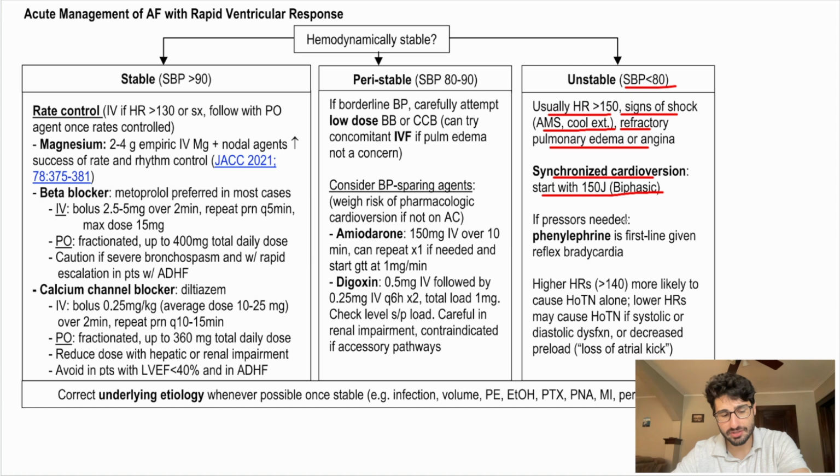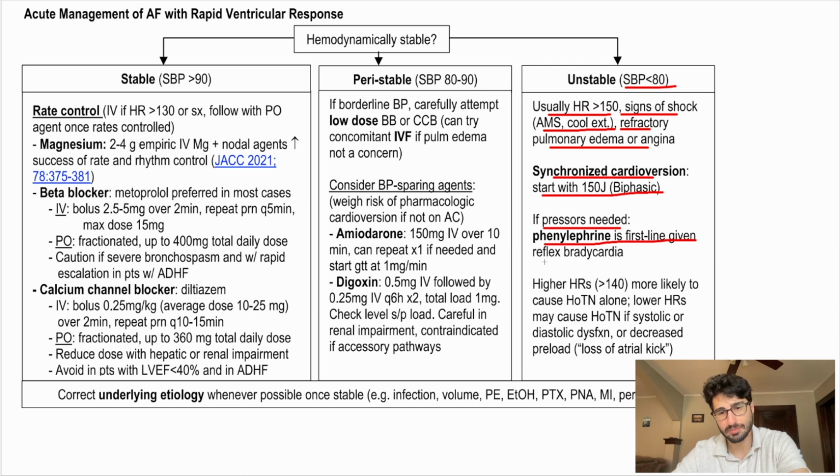In unstable patients, pharmacologic therapies are not going to be appropriate due to the urgency of the situation, so we need a defibrillator. If pressor support is needed in unstable atrial fibrillation, phenylephrine is going to be preferred. And the reason for this is because phenylephrine is going to have a minimal effect on heart rate, and it's going to have a lower risk of causing reflex bradycardia compared to agents like norepinephrine.